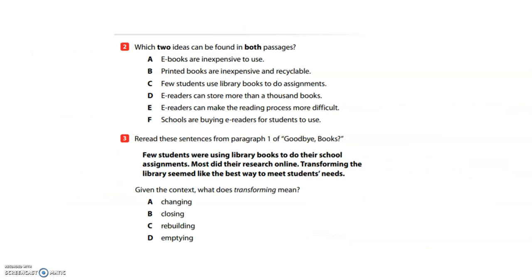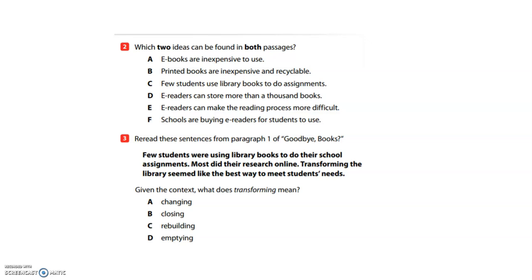Number 2. Which two ideas can be found in both passages? A. E-books are expensive to use. B. Printed books are inexpensive and recyclable. C. Few students use library books to do assignments. D. E-readers can store more than 1,000 books. E. E-readers can make reading process more difficult. F. Schools are buying e-readers for student use.